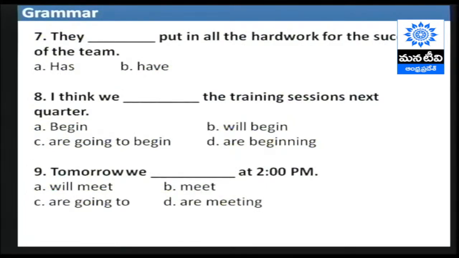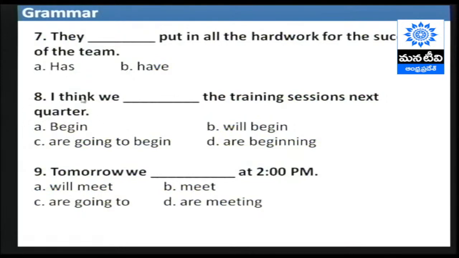Number 7, please make a note of this question. They dash put in all the hard work for the success of the team. Now, they is a plural form. If I have a plural form, I will use a plural verb. What is the rule? Drop the S. So I have this particular verb which doesn't have an S. So I will use: they have put in all the hard work for the team.